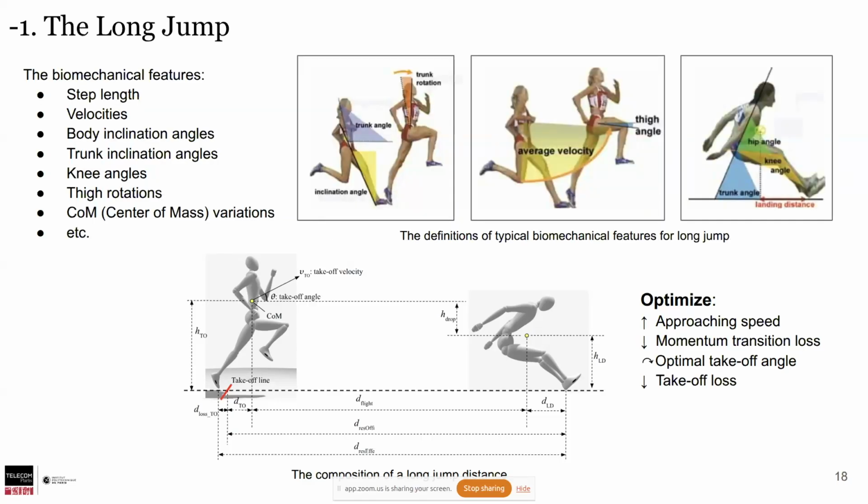To study this process, people have proposed many biomechanical features, which can be step lengths or velocities. We can see here in the bottom figure that the distance can be decomposed into several parts, where the largest part is decided by the velocity, and also the inclination angle of the body trunk, the knee angles, the side rotations, etc.